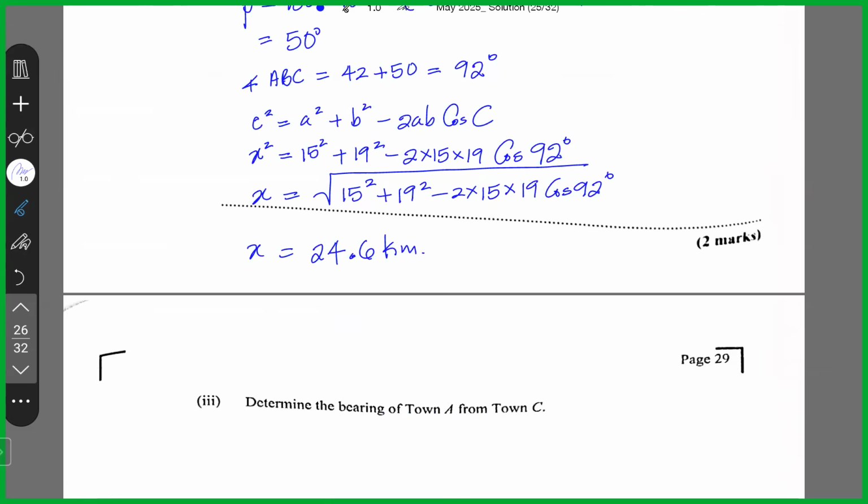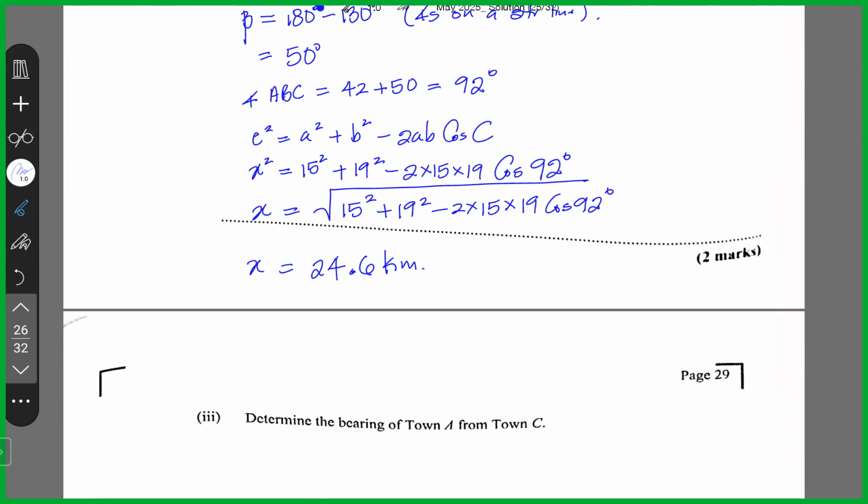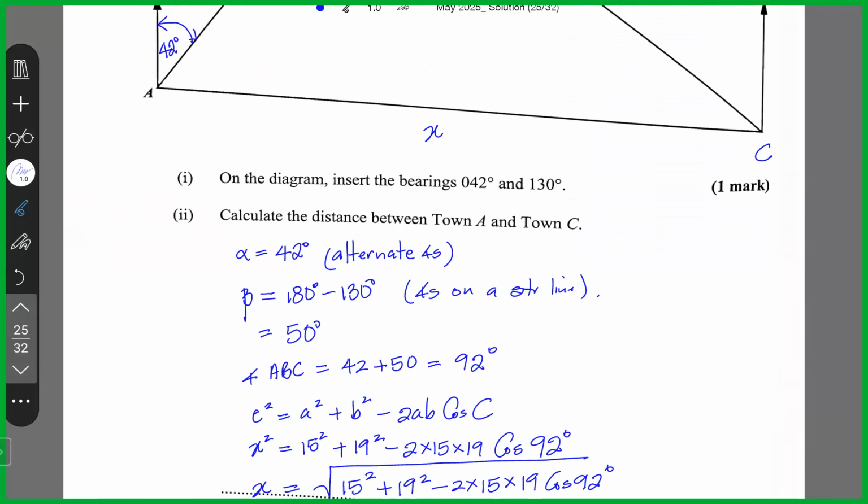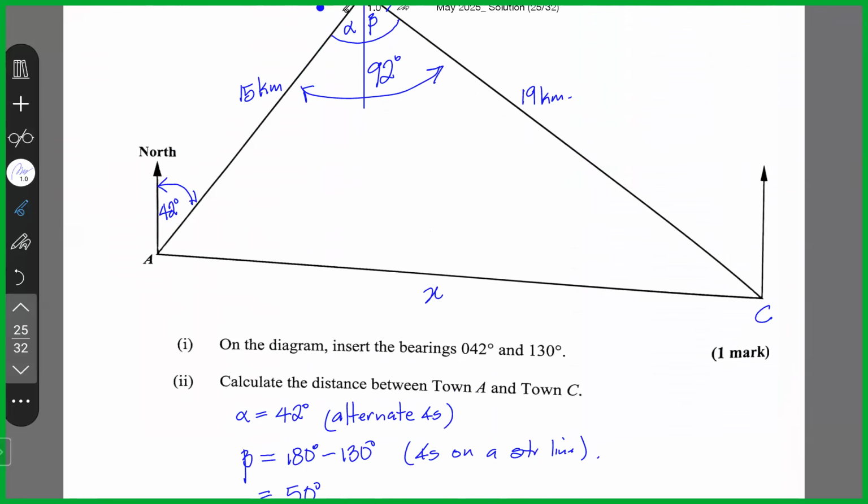24.6 kilometers. Next, we're asked to determine the bearing of town A from town C. Remember, bearing is measured clockwise starting from north. So this angle here represents the bearing of town A from C.